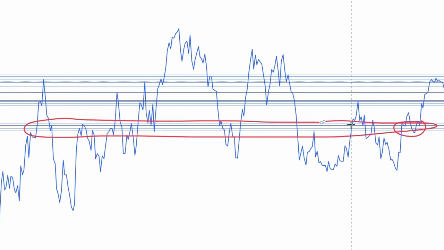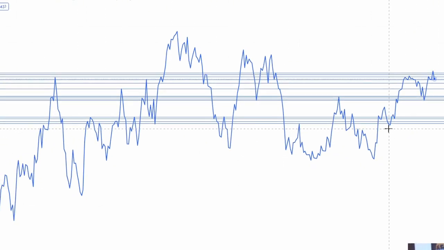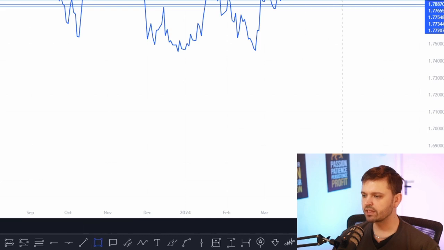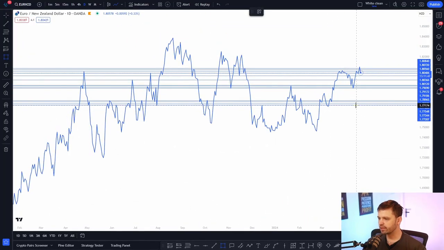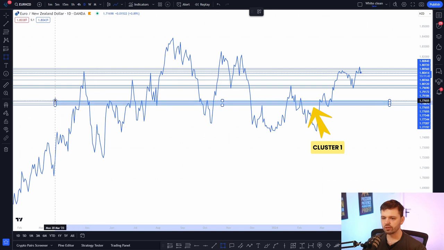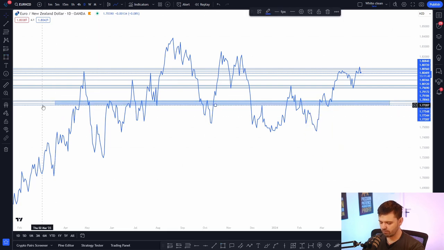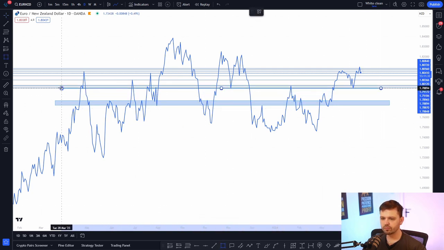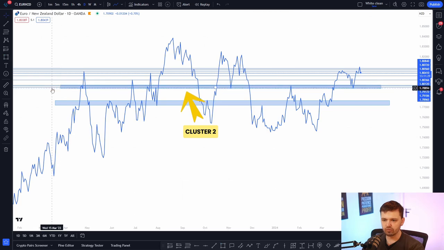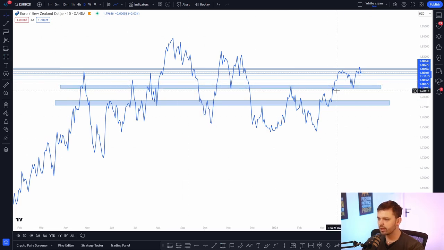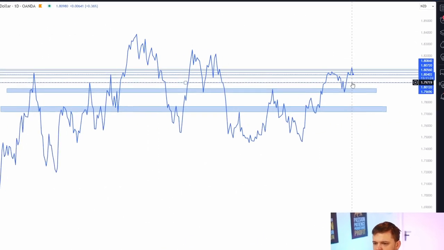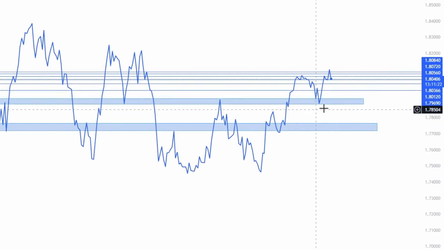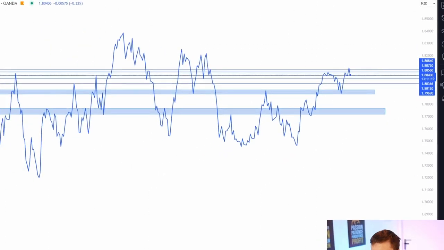Now what I like to do is, when I have a cluster like that, I select the rectangle tool and I'm going to encapsulate this cluster of horizontal levels. When that's done, I'm removing the horizontal levels. And then we have another cluster above. I'm going to encapsulate that area and remove these lines. And this line right here, I think that's just a lonely horizontal level, but it kind of makes sense.